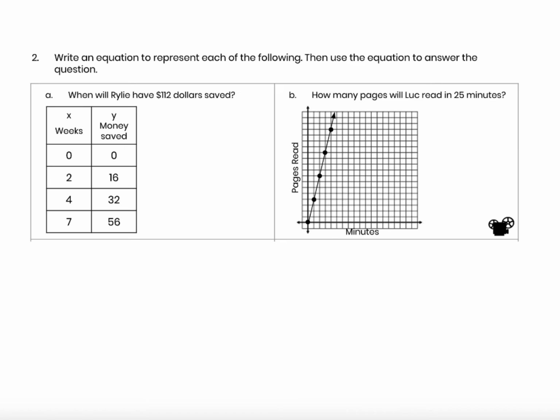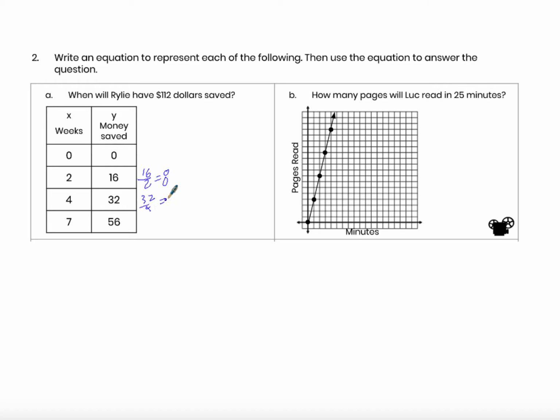In the first example, we're given a table that gives us weeks and money saved, and we're asked, when will Riley have $112 saved? So using the table, we're going to hope that it represents a direct variation so that we can write an equation. So we can calculate the unit rate from that first row. 16 divided by 2, my y divided by x gives me 8.